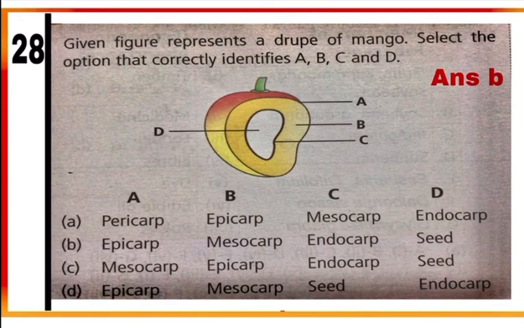Question 28. The given figure represents a drupe of mango. Select the option that correctly identifies A, B, C and D. Option B. In drupe of mango, A is epicarp, B is mesocarp, C is endocarp and D is a seed. And also note, in mango, mesocarp is the edible part of the fruit.